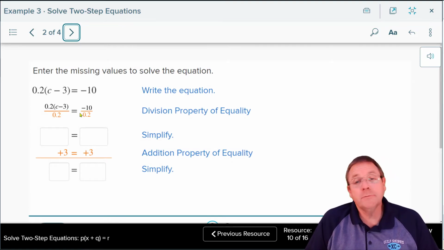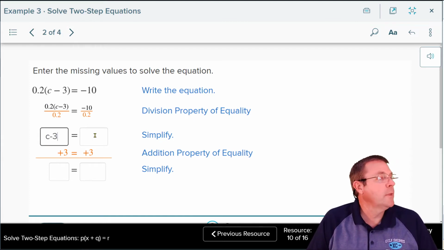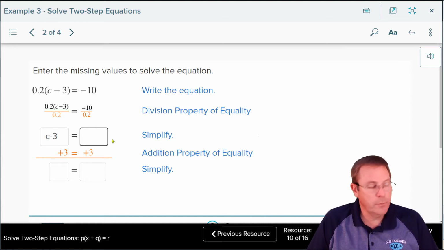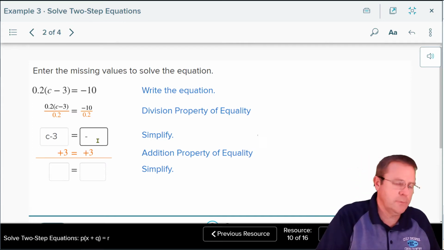The textbook disagreed. They chose to take and divide both sides by the 0 and 2/10. When they did that, these are going to divide out, and the left-hand side is going to leave us with c minus 3. And then on the right-hand side, when you divide negative 10 by 0.2, well, I know it's going to be a negative, and I think the answer is going to be 50? Maybe? I don't know. Let's do some math here.